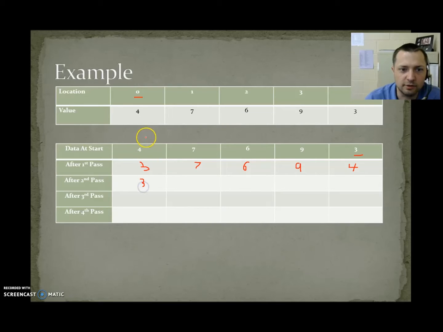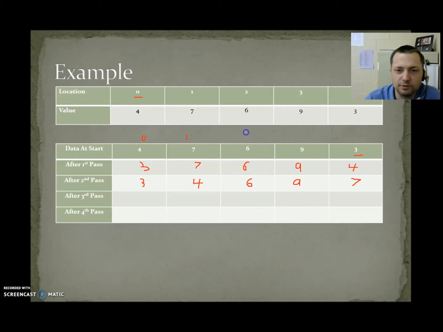We are now looking at location 1. 1 needs to be corrected. We're going to find the smallest value in this range and swap that value into location 1. 1 and 3 have to be swapped because 4 is the smallest value in this list. So 4 goes here and 7 goes here. Then we have 6 and then 9.